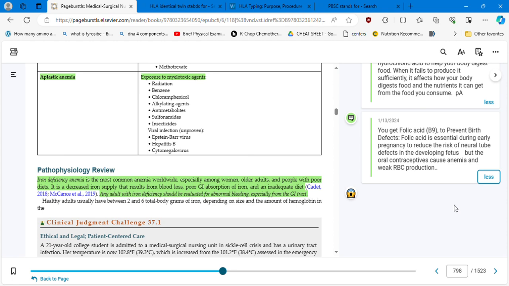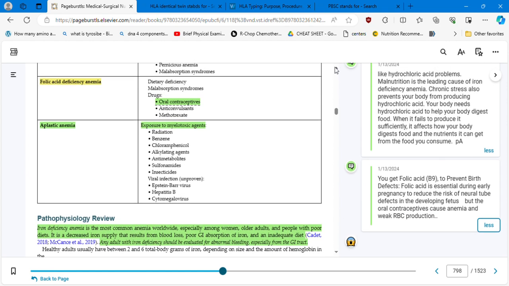I was thinking the other day, it's curious, right? How they prescribe you folic acid to prevent birth defects. And we know that folic acid is essential during early pregnancy to reduce the risk of neural tube defects in the developing fetus. But at the same time, oral contraceptives cause anemia and weaken your RBC production, right? So you can see how this fact affects the development of folic acid deficiency anemia.